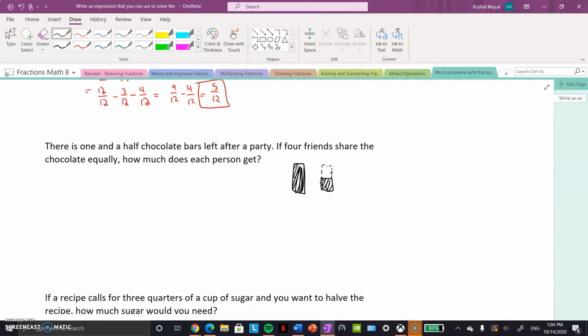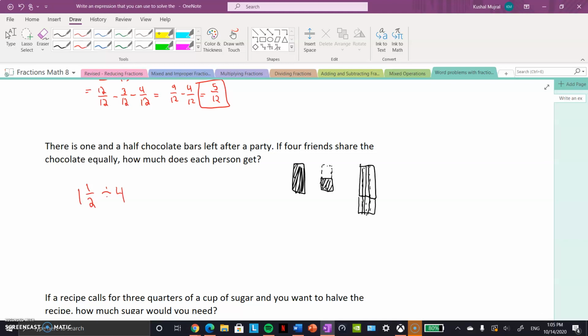So let's draw this like this. 1.5. Then you divide it by 4. Like this, this, this. So then that's how much each person gets. Okay. Or we could draw it horizontally, but I find it's easier to do it this way. Okay, so that's how much each person is getting. And so we're going to start with 1.5. And then 4 friends are sharing it equally, which means we're dividing it by 4.